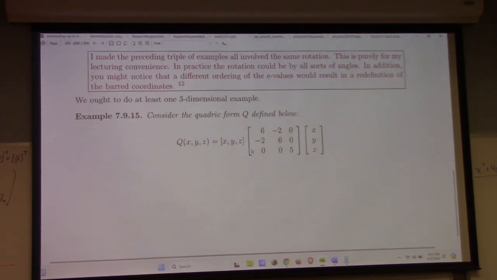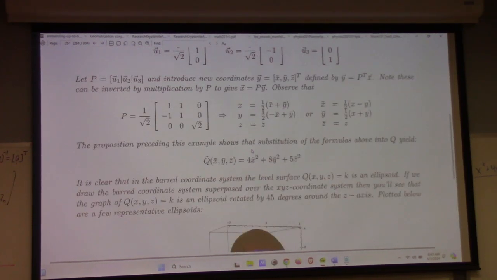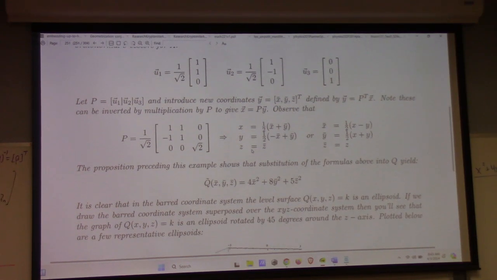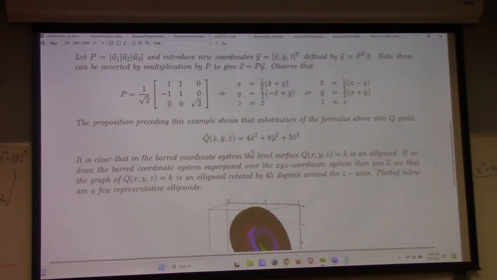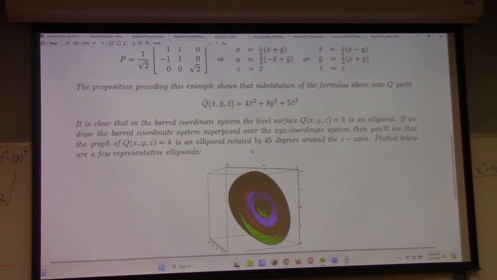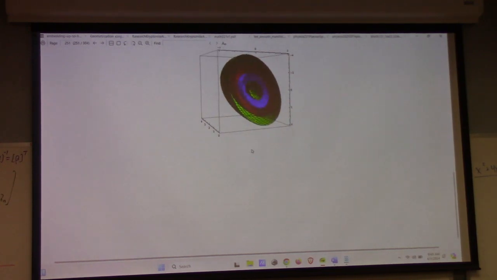And here's a more ugly three-dimensional example. There's a quadratic form. Find the eigencoordinates, find the eigenvalues, change coordinates, it becomes that, which is exactly, when you look at level surfaces of that, you get tilted ellipsoids. So this is the mathematics you need to undo ugly formulas. If it's a quadratic form, you just find the eigenvalues and eigenvectors, and you can do it.